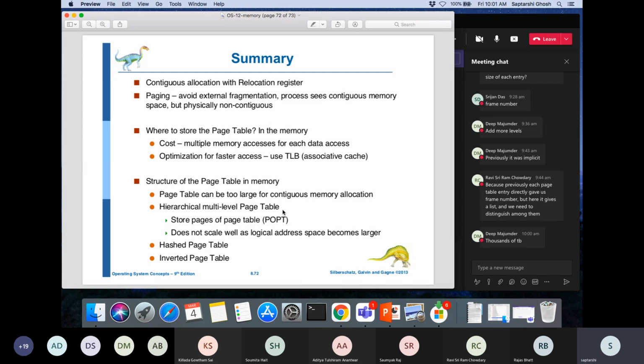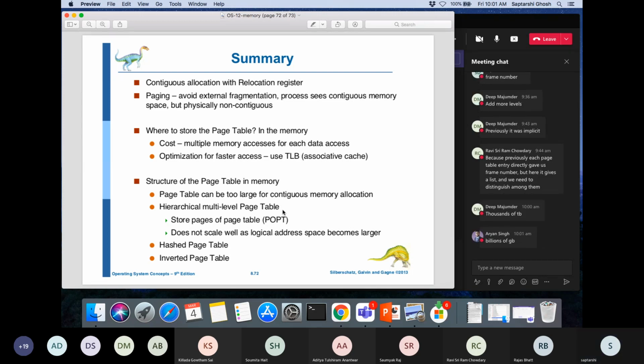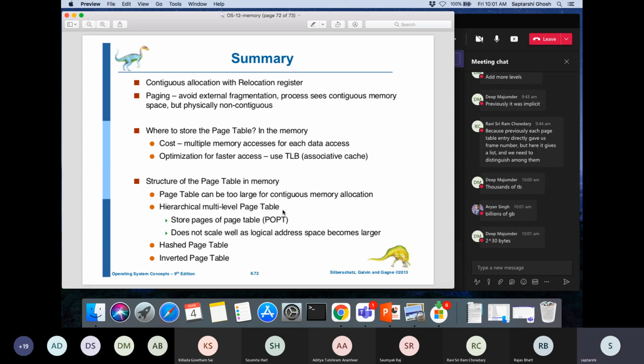Okay. So basically Deep and Aryan, yes. So 2 to the power 64 is a huge, huge number, right? Like how much is 1 GB? 2 to the power, how much? 30, I guess. Yes, so 1 GB is 2 to the power 30 bytes, right?